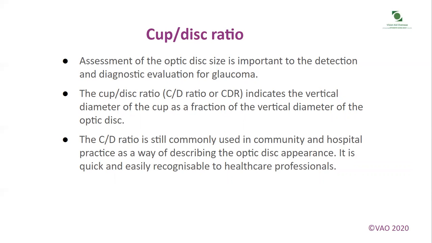Assessment of the optic disc size is important to the detection and diagnostic evaluation for glaucoma. The cup to disc ratio indicates the vertical diameter of the cup as a fraction of the vertical diameter of the overall optic disc. The cup disc ratio is still commonly used in community and hospital practice as a way of describing the optic disc appearance. It is quick and easily recognizable to healthcare professionals.